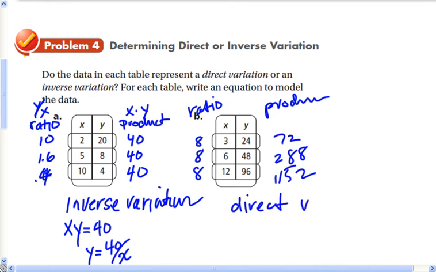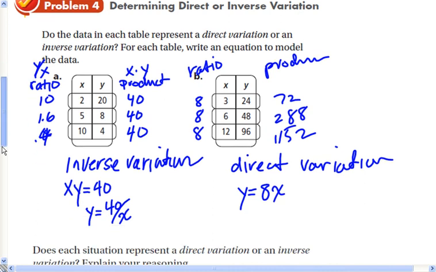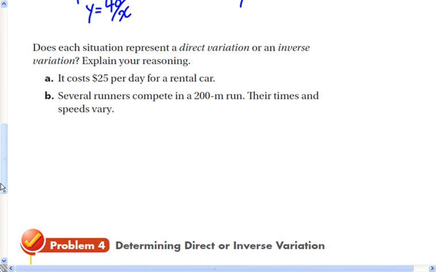And our equation is y equals our constant times x, so y equals 8 times x. All right, in a situation, I think if we represent this with an equation, that'll be the easiest way for us to tell whether it's a direct variation or not. If we wanted to find the cost, we would have to multiply 25 times the number of days. And since we have a direct variation equation, y equals some constant times x, this one is definitely a direct variation.